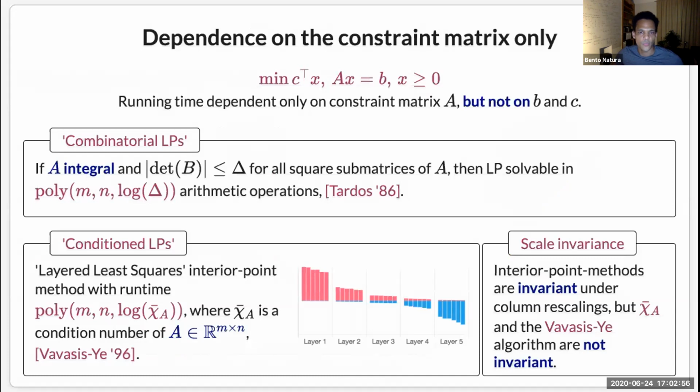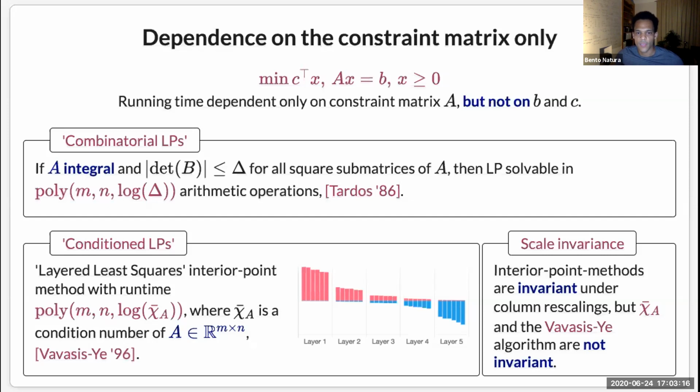This has been done in breakthrough work by Éva Tardos in the mid-80s already. She needs that A is integral, and if the subdeterminants are bounded by some value delta, then her algorithm solves LP in time polynomial in m, n and log delta. And this has been generalized a decade later by Vavasis and Ye in the mid-90s.